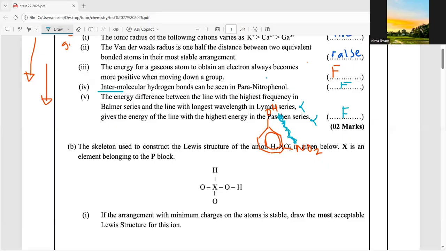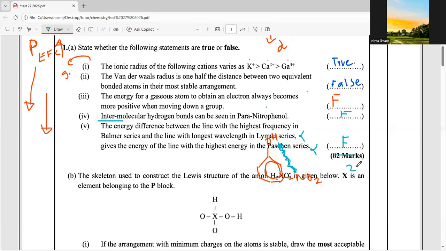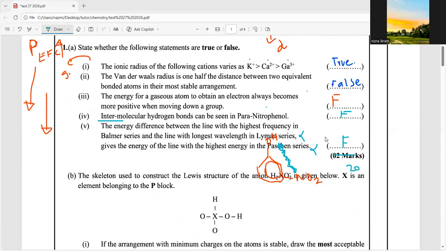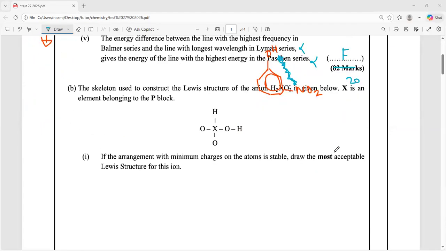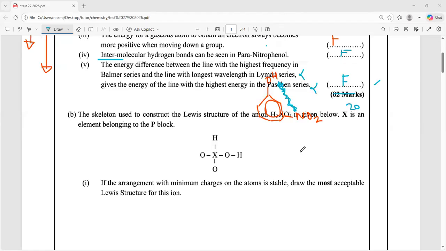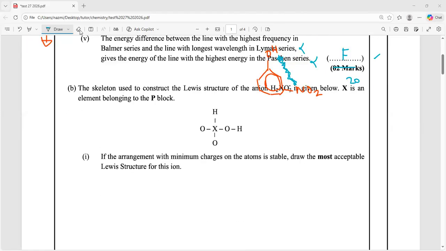Now for this part it is 20 marks, so each is 4 marks. Not 2 marks, 20 marks: 4 into 5, 20. So I am moving forward. If you have any doubt, you can ask me or put it in the chat box.